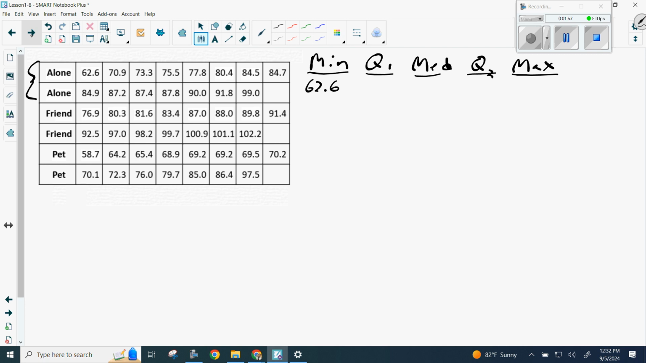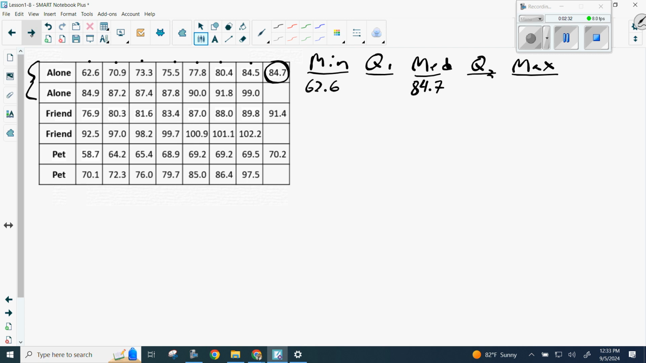Quartile 1, well, first, in order to find quartile 1, I should find the median. If there are 15 data values in this, the median should be the one with 7 on each side, right? So if I count in 1, 2, 3, 4, 1, 2, 3, 4, 5, 6, 7, that one. And that allows me to have 7 on each side. That is indeed the middle value, which is 84.7.